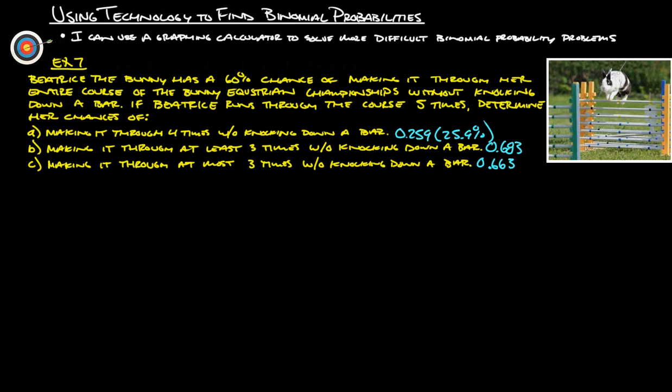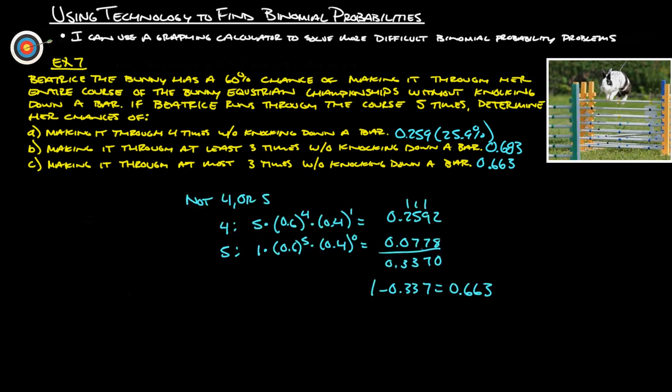But we have that. And then just to show you from what we did in the last section, we went through for part C and figured out the probability of making it through at most 3 times. We would just have to figure out 4 or 5, and then subtract that from 1. So here was our 4 times exactly, 0.2592, which we figured out before. And here's the probability of making it through 5 times without knocking it down, that's 0.07. Add those together and take 1 minus that, the complement, and it gives us 0.663, which is exactly the same as this here.